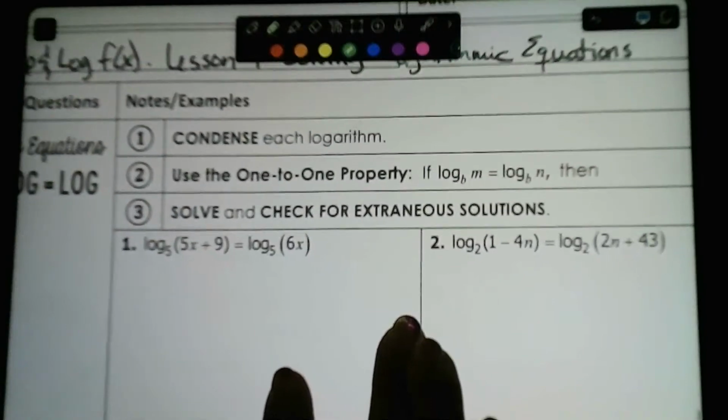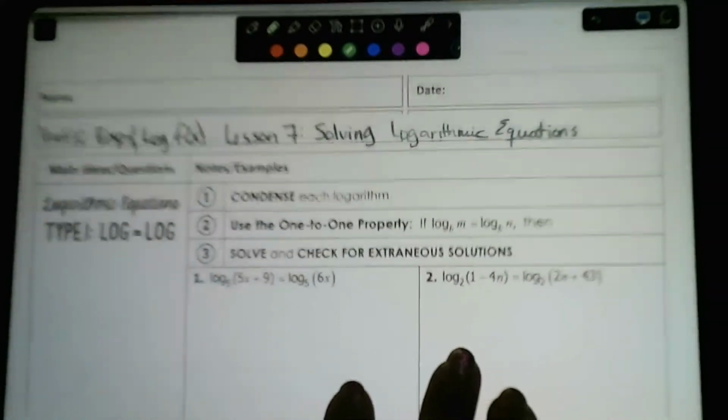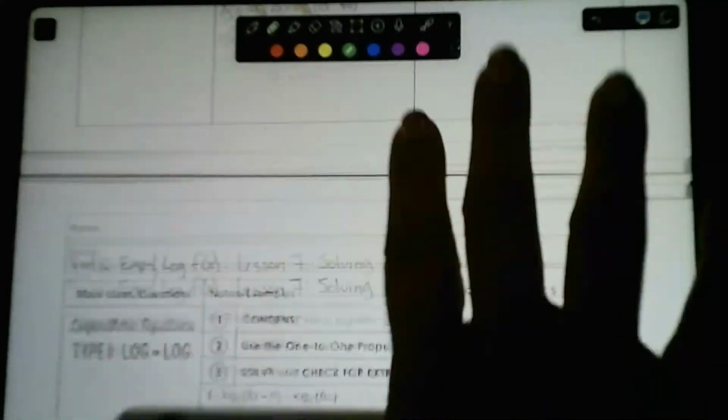So again, oh, this is the same one? Oh, I duplicated that page. I'm so sorry.